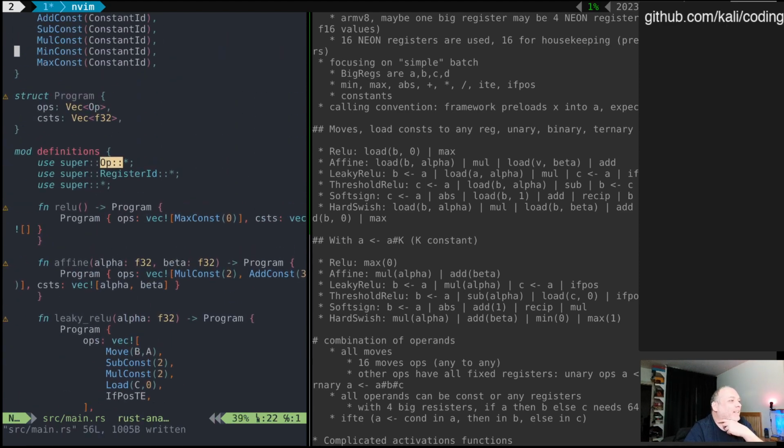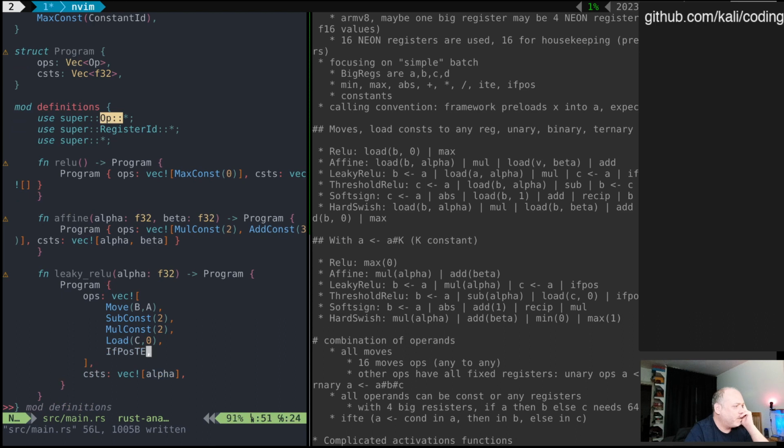Okay. Mul const 2, add const 3. This one is actually okay, and it's not too bad. At some point, if I'm starting to use this a lot, probably some macros can help writing these functions. Leaky threshold.